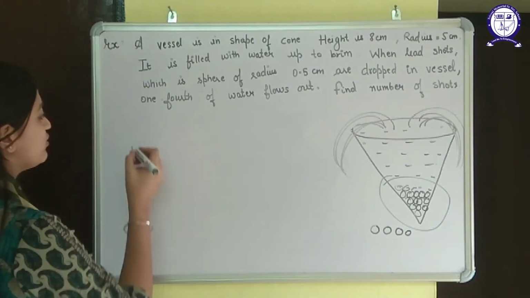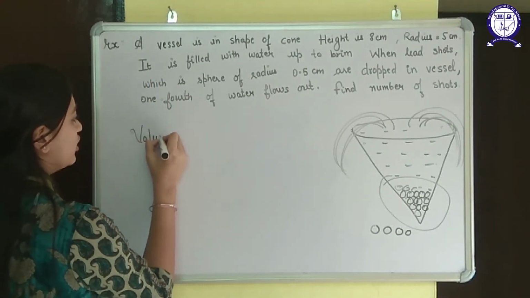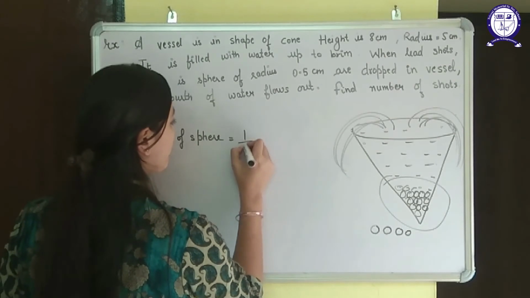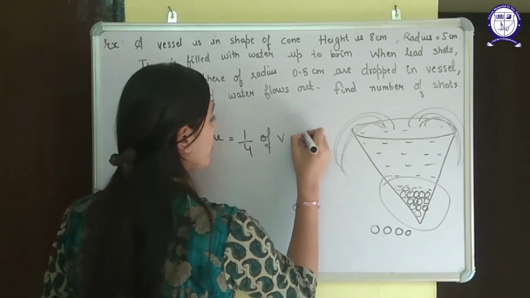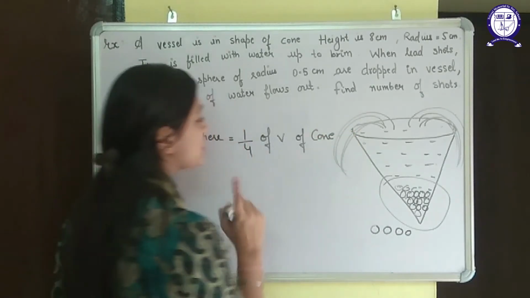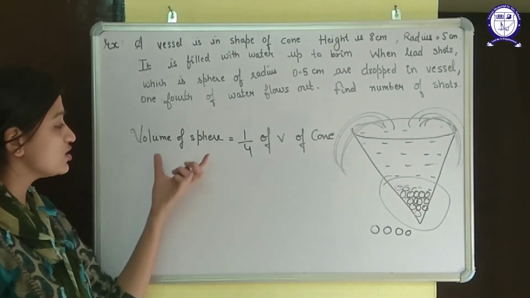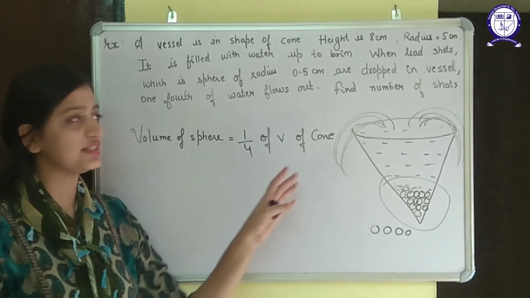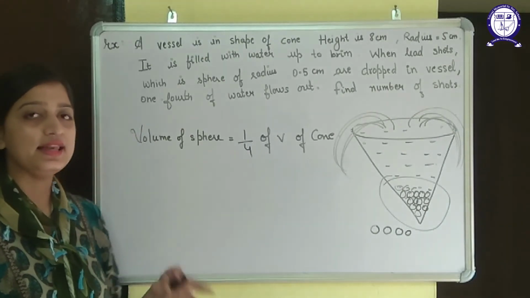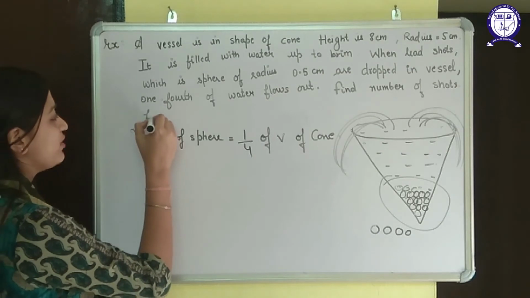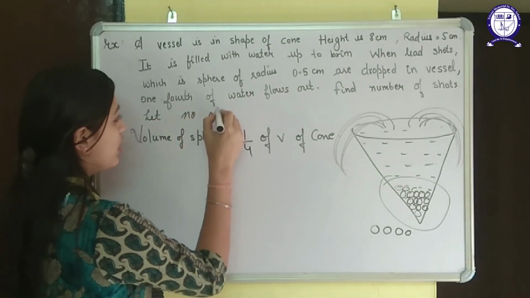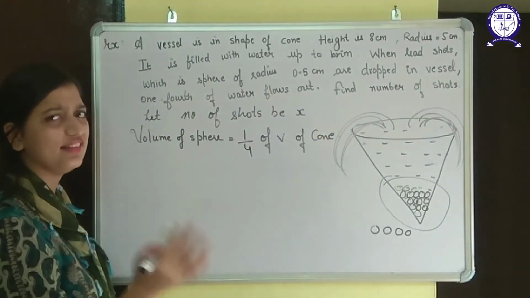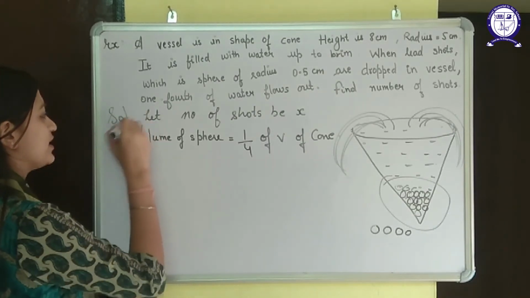Okay, so in this question we will say that volume of sphere will be equal to 1/4 of volume of cone. Okay, but this equation is not complete, because this is the volume of only one sphere and I have lots of shots which occupy the same space. So how many shots do I have? Let the number of shots be x, or you can say n, a, b, anything you can take. I am taking it as x.